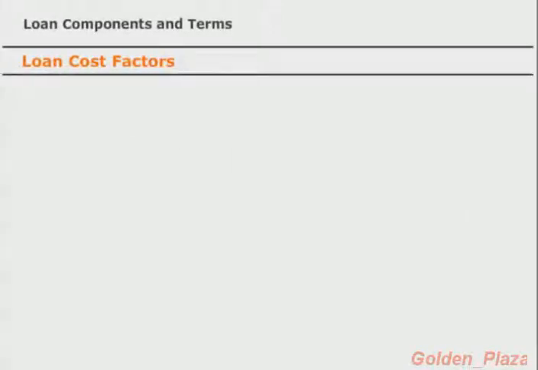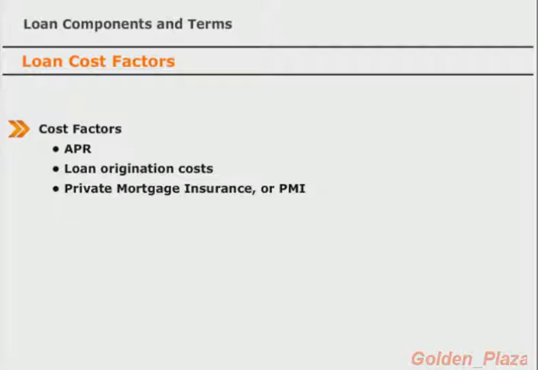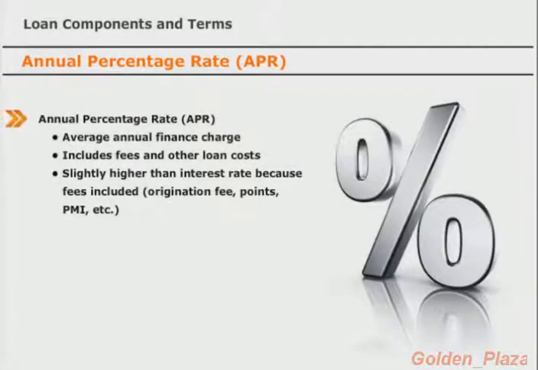Many different factors can increase or decrease the cost to borrow money, such as annual percentage rate, or APR, loan origination costs, and private mortgage insurance, or PMI. Let's explain each briefly. The annual percentage rate, or APR, that you hear so much about allows you to make true comparisons of the actual costs of loans. The APR is the average annual finance charge, which includes fees and other loan costs, divided by the amount borrowed. It is expressed as an annual percentage rate, hence its name.